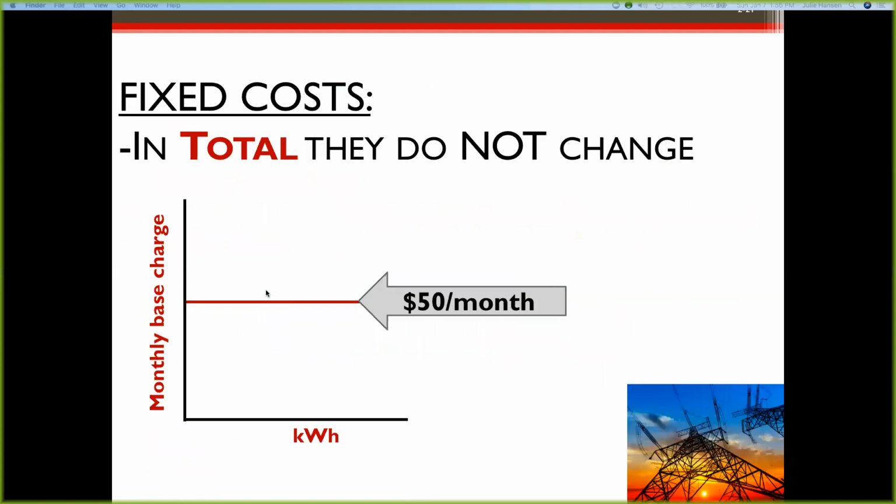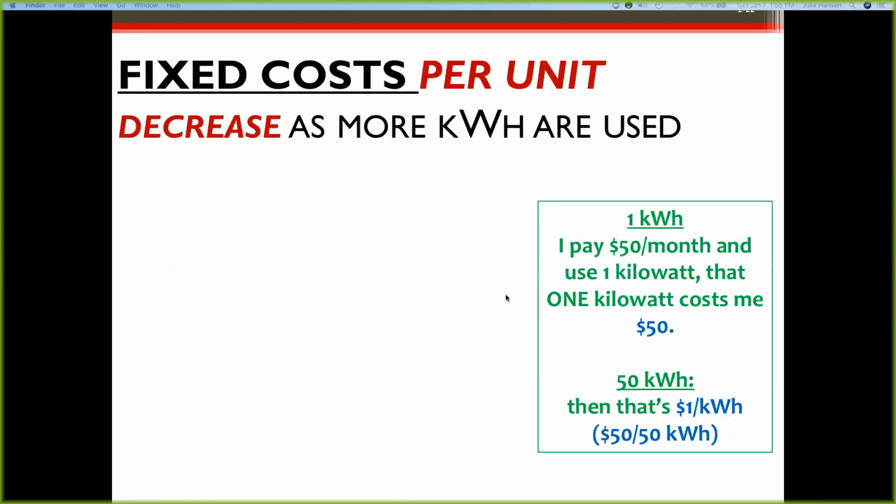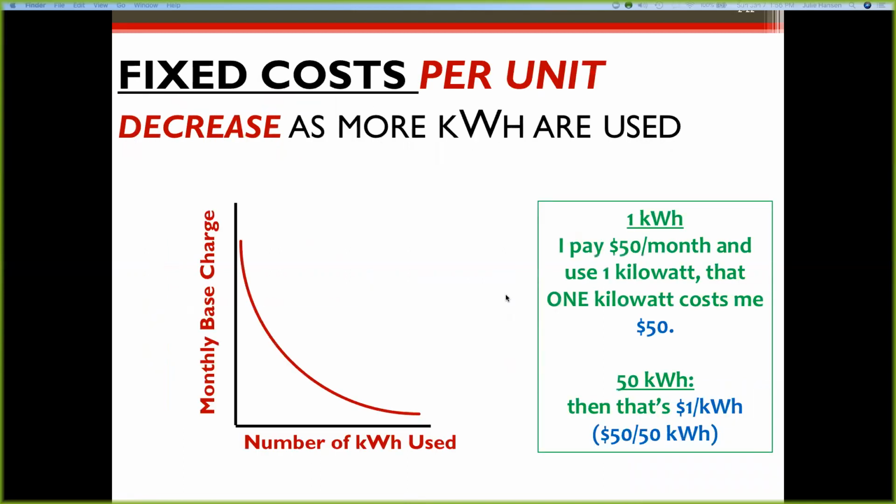Actually I said 37 here. I'm just going to round it up to 50 to make it an easy example. So my base charge is $50 a month. It doesn't matter if I use 1 kilowatt or 1,000 kilowatts, I always get that base charge of $50. Now, fixed cost per unit will go down. Let's say I only use 1 kilowatt hour. My base charge is still that $50, so basically that 1 kilowatt hour that I used cost me $50.